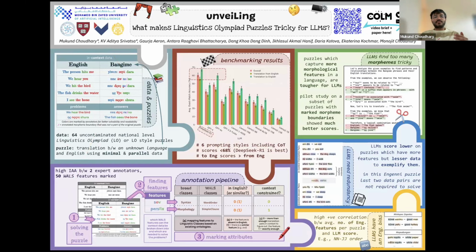So there is some parallel data, which means whatever this sentence means is the same as this sentence. And then there are some puzzles which are from the same kind of distribution and use the same kind of words, and you're supposed to translate in either direction, either from English to the low resource language or from the low resource language to English. So this is a typical setting of a linguistics Olympiad puzzle.